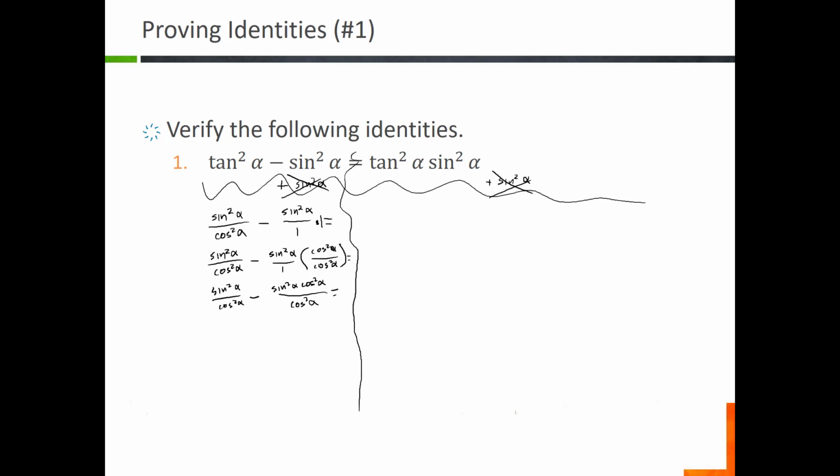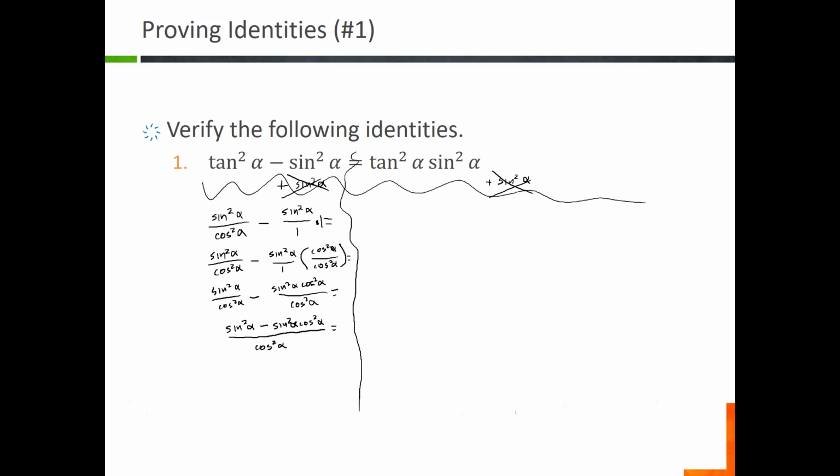That was the whole point of what we just did. So let's combine our fractions together into a single one. And we get sine squared alpha minus sine squared alpha times cosine squared alpha, and this is all over a cosine squared alpha.